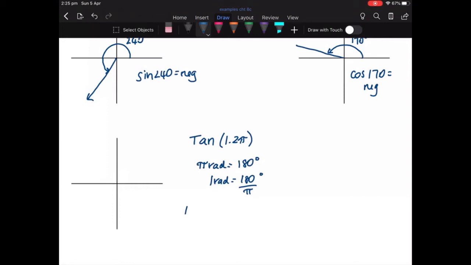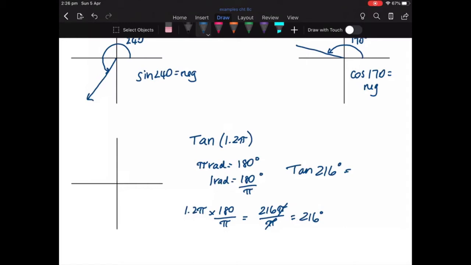So if I've got 1.2 pi radians, we just multiply it by 180 over pi. You can grab a calculator for this, or you can try and do it in your head. 180 times 1.2, sorry, my calculator, gives me 216 pi over pi. Pi's cancel out, therefore it's 216 degrees. So it's saying, what is the tan of 216 degrees, positive or negative?